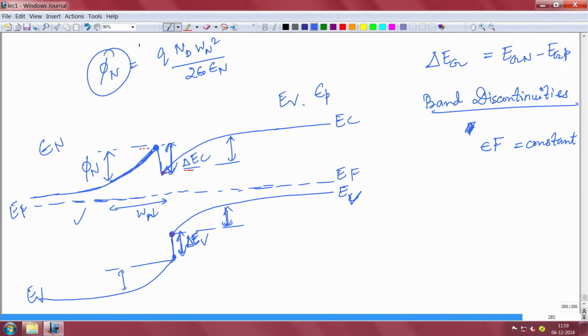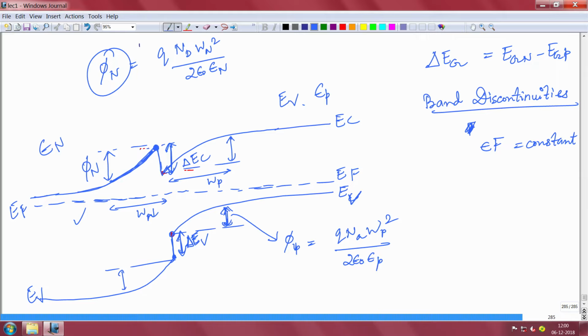So, this is the band bending on this side, and the band bending on this side. This quantity is actually phi of small p, that is given by q N_A, that is the doping on this side, times W, this is the depletion, for example, W small p, so W small p square by 2 epsilon naught epsilon small p. Okay. So, that is the band bending that has happened on both sides.